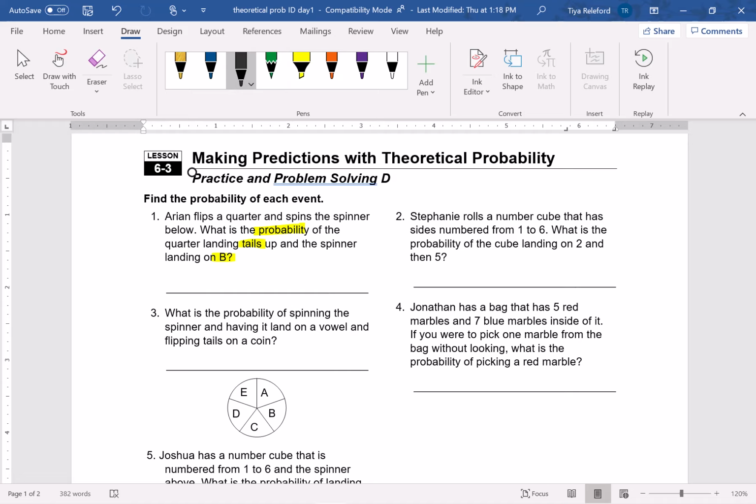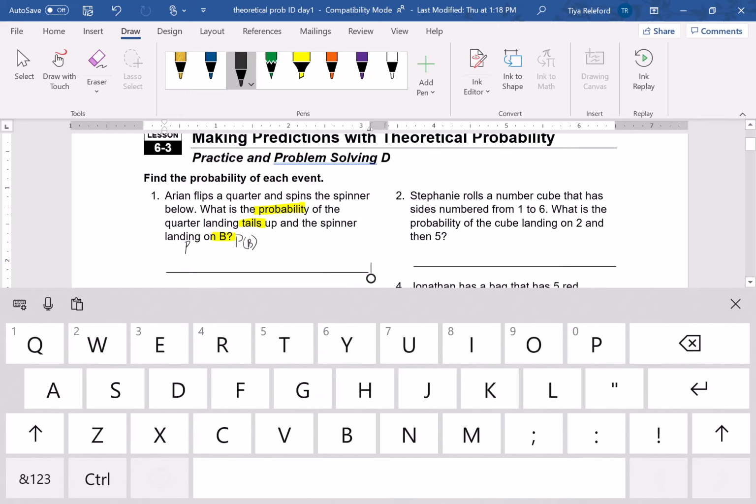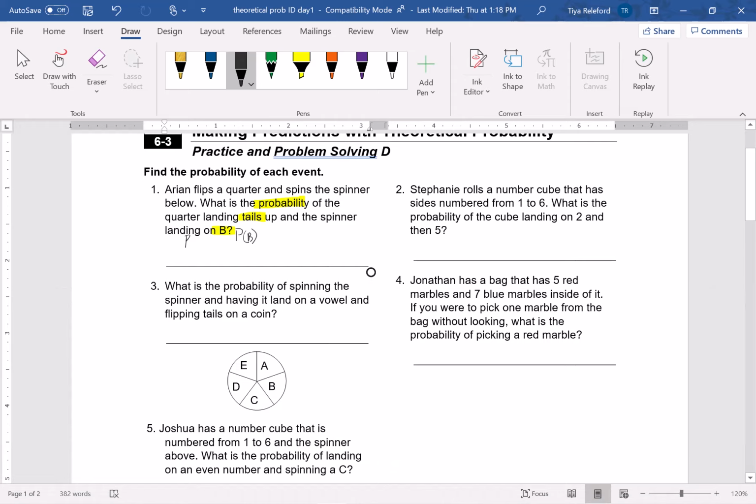2 things happening. You need the probability of a quarter, and you need the probability of landing on B. Sorry, probability of tails. And probability of landing on B. So, probability of tails is 1/2.